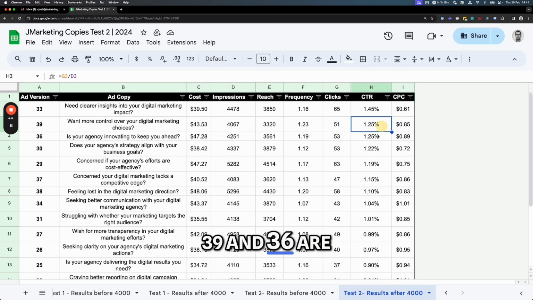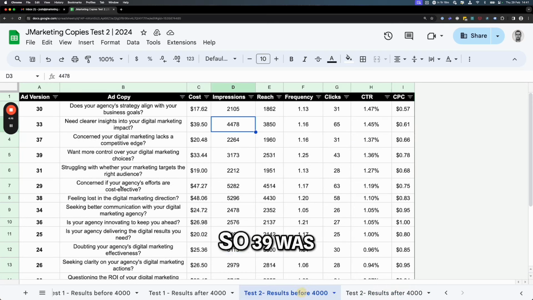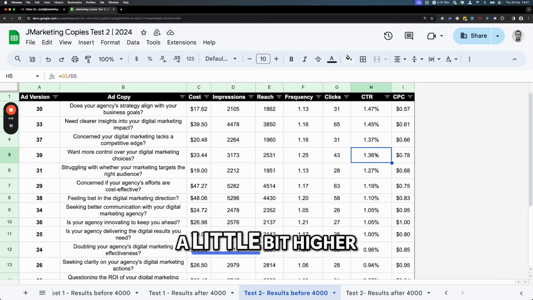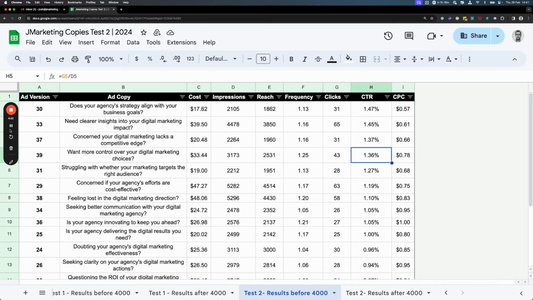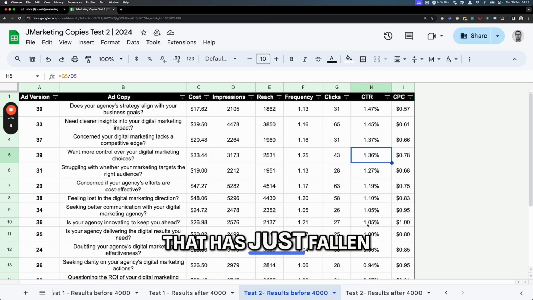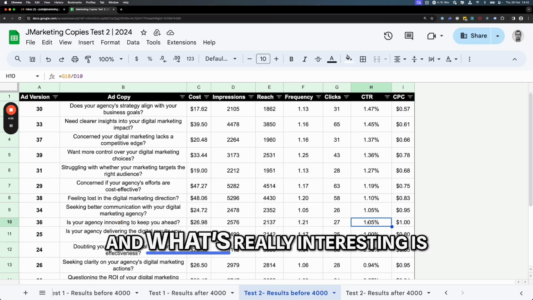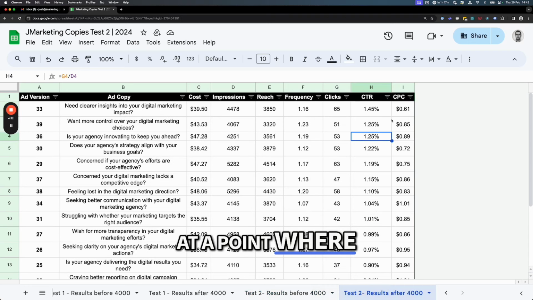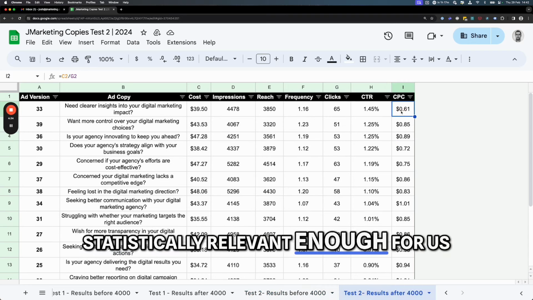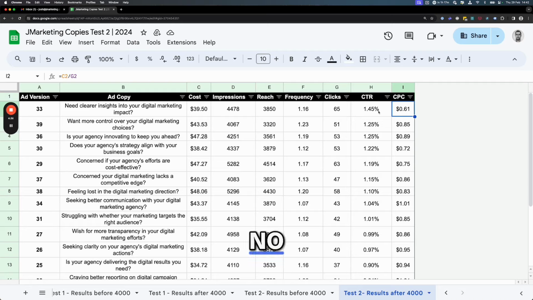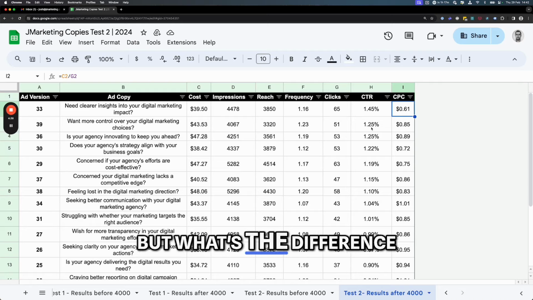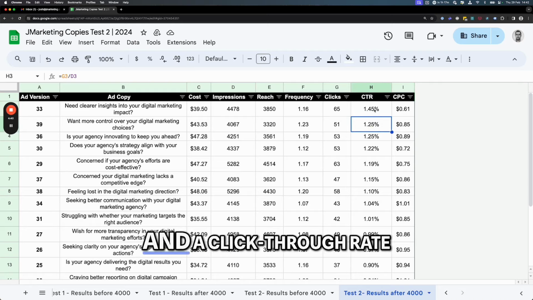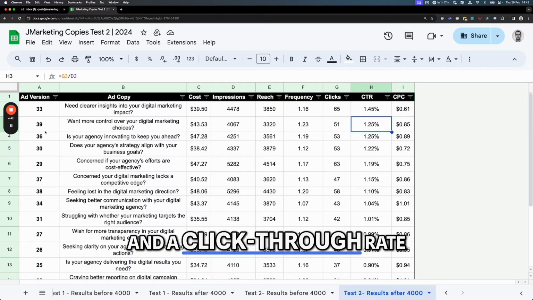39 and 36 are around 1.25 each. So 39 was a little bit higher, it's dropped. And 36, well, that has just fallen off a cliff. And what's really interesting is that this is backed up by our CPCs as well. So, are we at a point where this is statistically relevant enough for us? No, not quite yet. But what's the difference between a 1.25 and a 1.45 click-through rate?